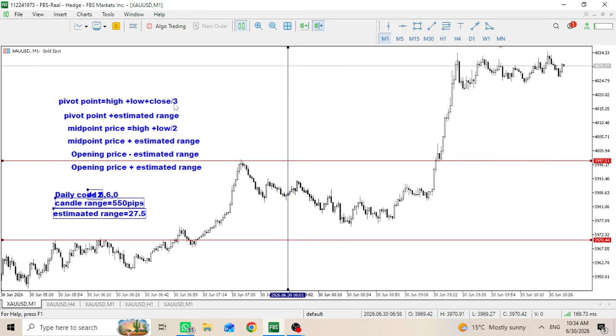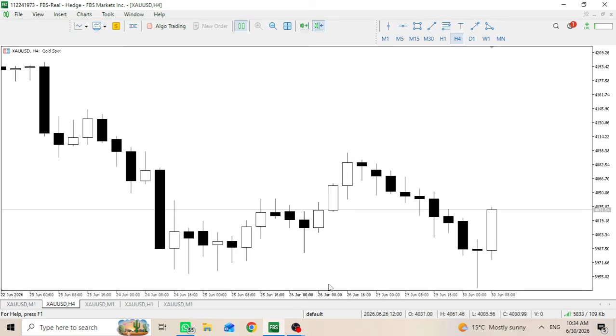Now I want you to check. Now I want us to do the one we have used to. We have done what I'm used to talking about: the opening price plus estimated range. That is what I want. The estimated range is 27.15, and then just come here to this 4-hour candle. It will give you the opening price direct.